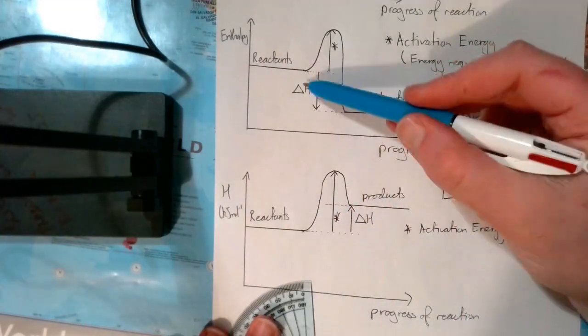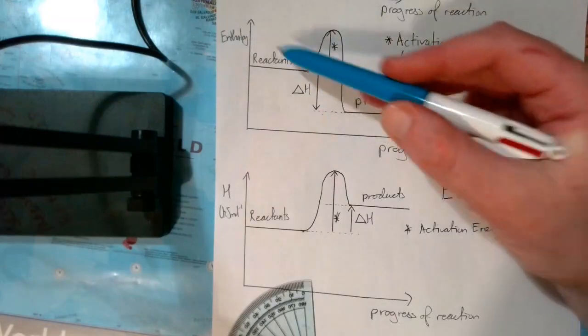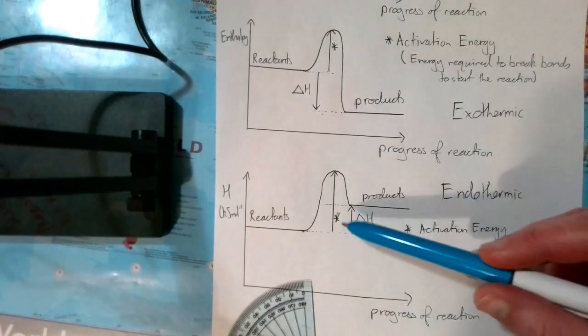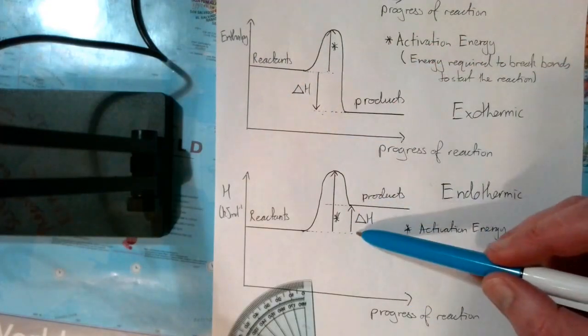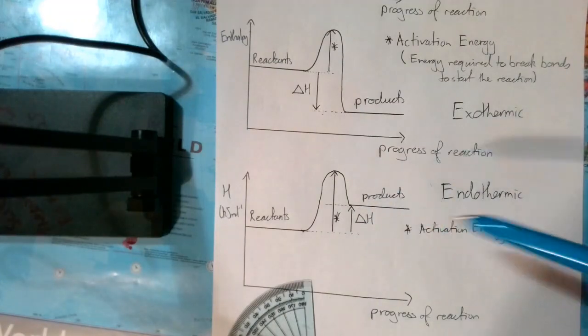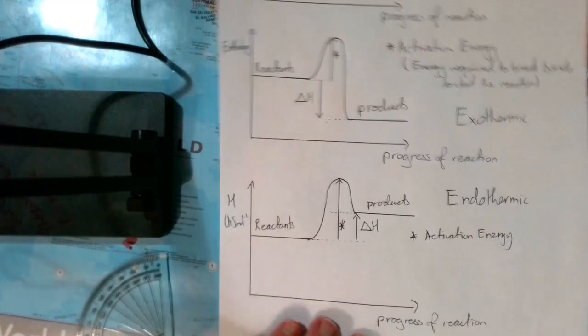For the exothermic, the arrow is pointing down as there is a decrease in enthalpy. For the endothermic, the arrow is pointing up because there is an increase in enthalpy.